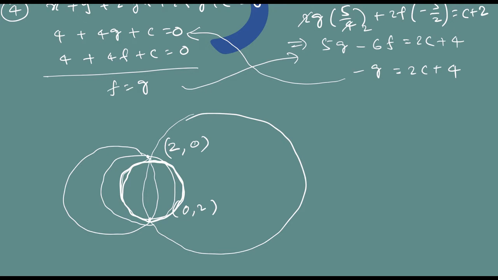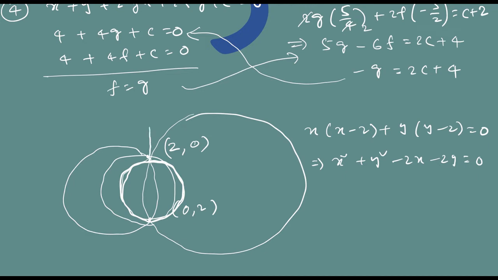Now we know the equation: x minus x1 into x minus x2 plus y minus y1 into y minus y2 is equal to 0. So from this I am getting x square plus y square minus 2x minus 2y equal to 0. Now I also go for the line joining these 2 points. You can write the equation of the line joining those 2 points.